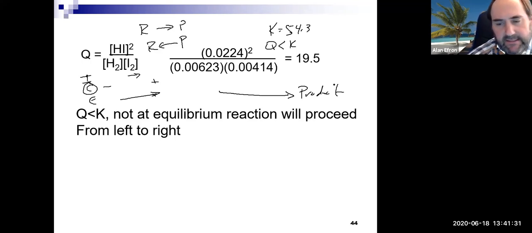Any questions on any of that stuff that we talked about? Okay, so we were hopefully supposed to continue to work on this one. At this point, we actually can get to the problem and do our ice table.